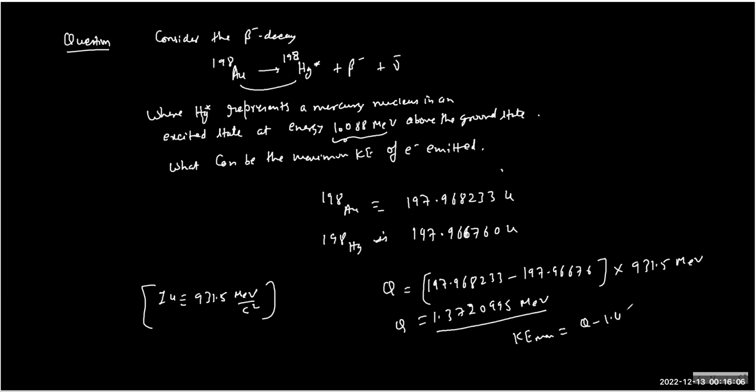K max is Q minus whatever the answer is, the answer minus 0.28409. So this is 0.284409. Correct. That's it. Simple question. Any doubt in this?